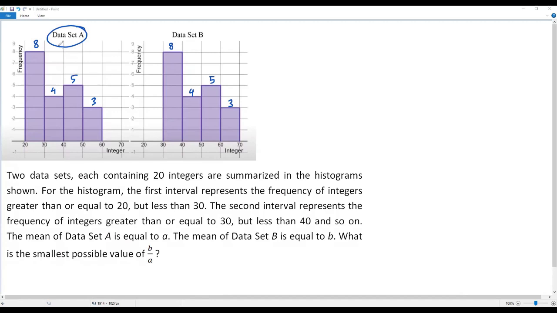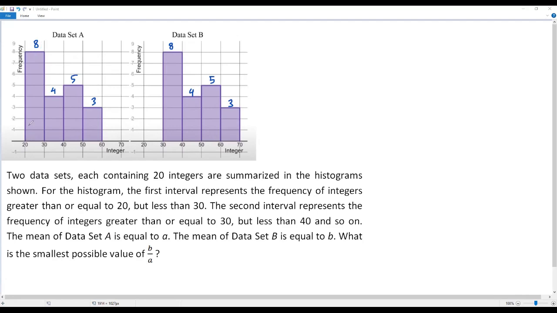Already we know that there are 20 integers in data set A. So to get the mean for this data, we have to find the sum of all 20 integers and divide the result by 20. Now let's get the sum of the first 8 integers in this interval. We know that the possible integer values in this interval are 20 to 29, since they are greater than or equal to 20 but less than 30, and all of them are integers. So the possible values for these 8 integers are 20, 21, 22 up to 29.